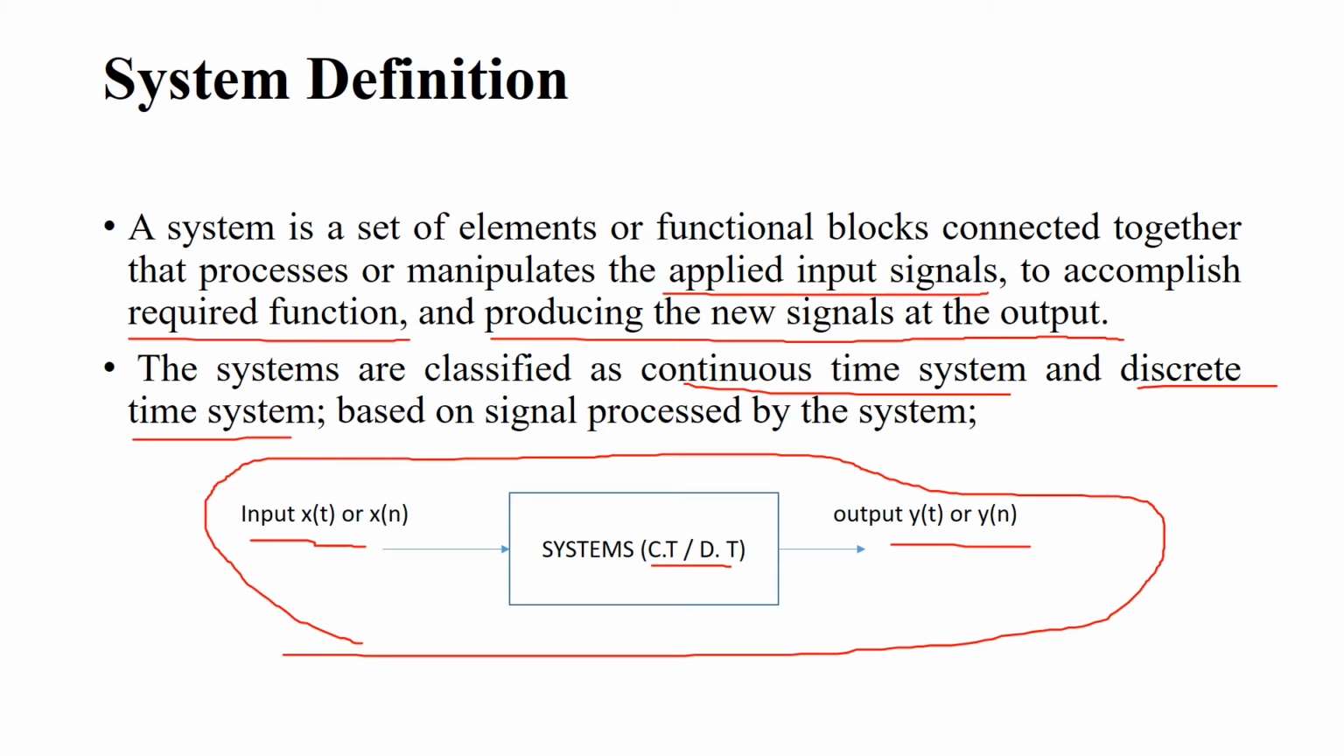If the input is continuous, that is x of t, and the output is also continuous, that is y of t, then the system is known as a continuous time system. And if the input is in the form of a discrete signal, that is x of n, and the output is in the form of y of n, that is discrete, then the system is known as the discrete time system.